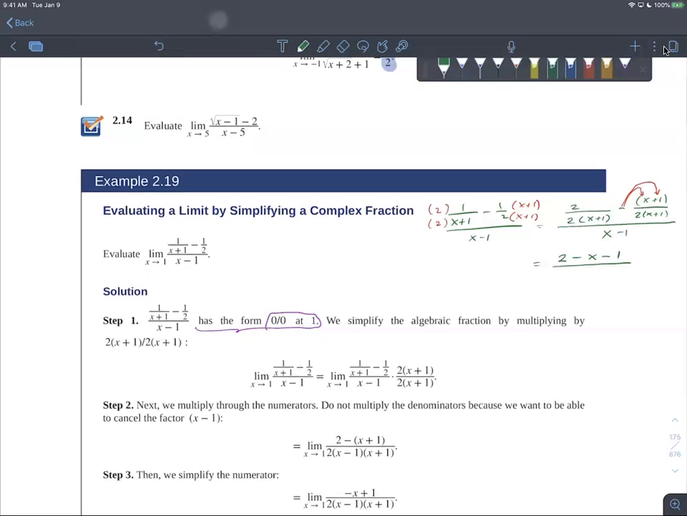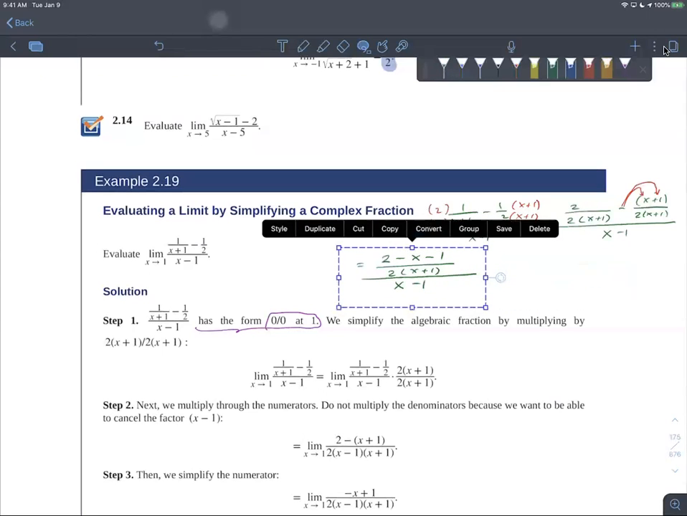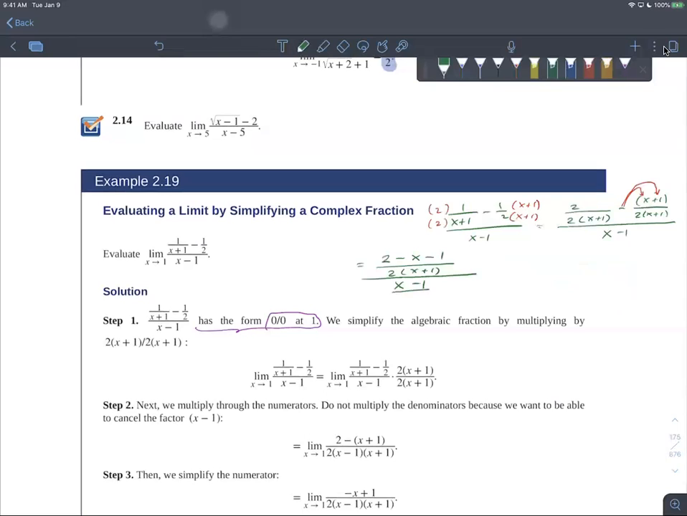The denominator is 2 over x plus 1. And then there's still a denominator of x minus 1. Now, if you want to see the steps here, we can convert the denominator into a fraction itself by putting x minus 1 over 1. And the reason that we want to do this is to simplify this.